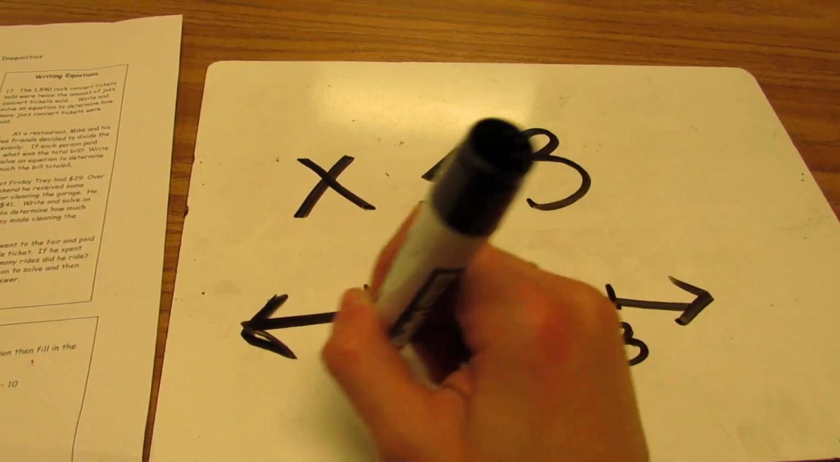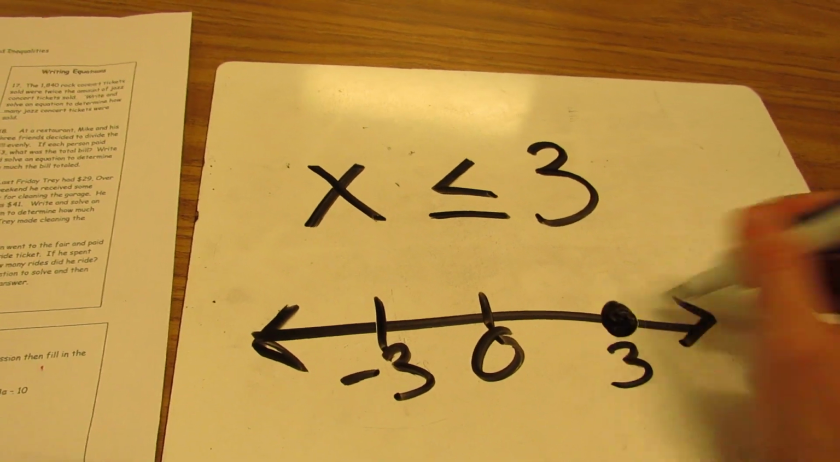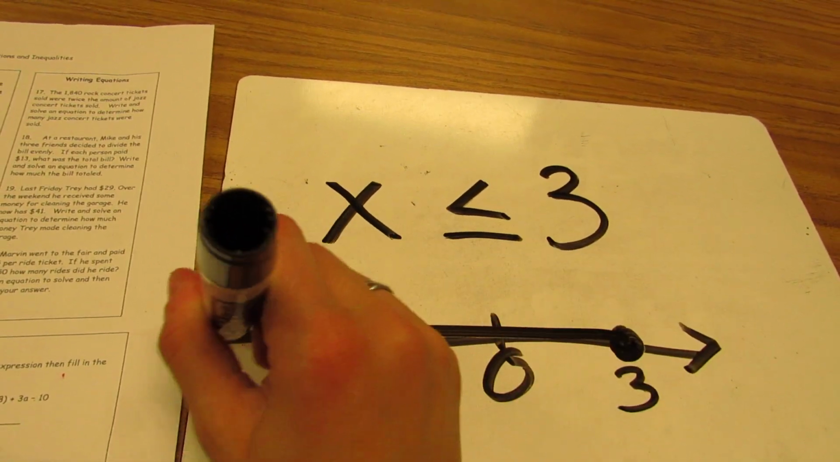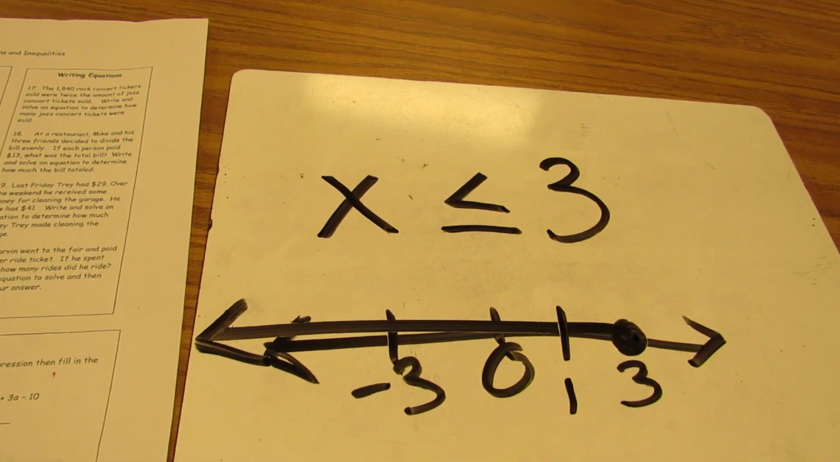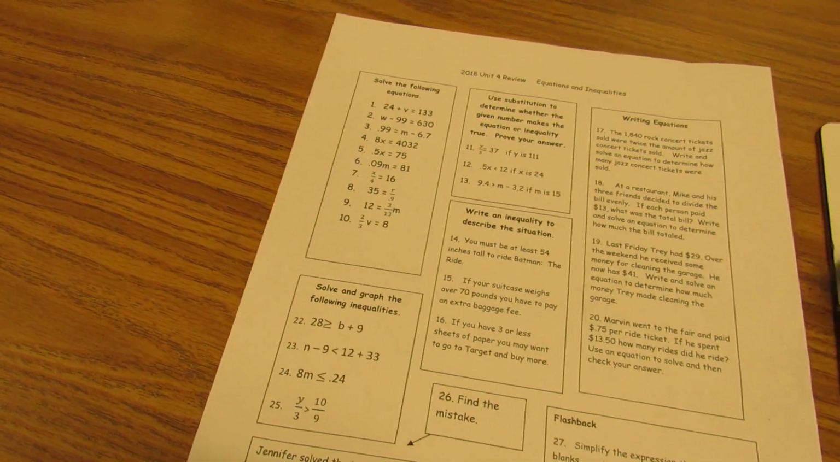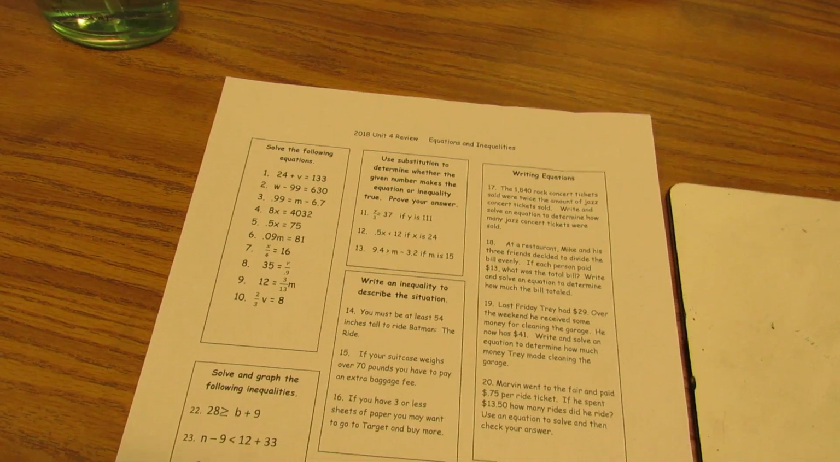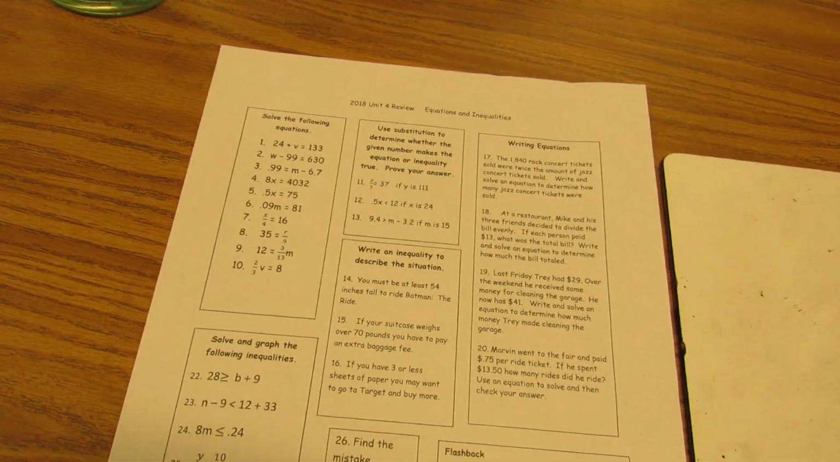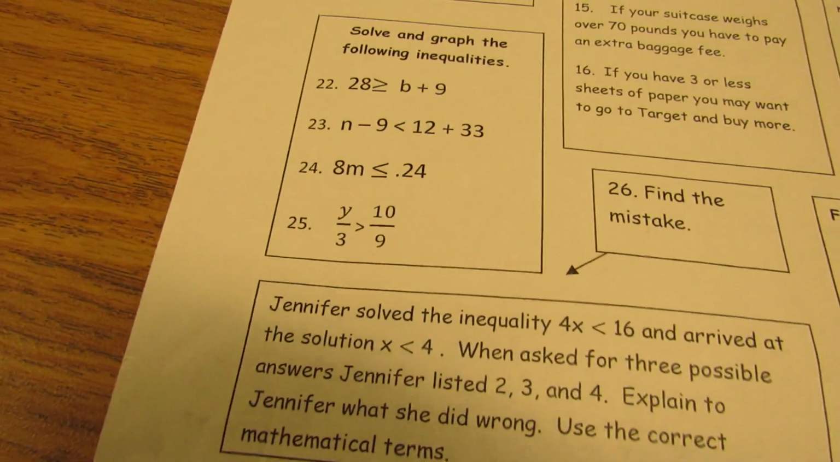just like this, like so. Closed circle at 3, and it's every number that is less than 3. Okay, so if I have 1 sheet of paper, I need to go to Target. Okay, all right, so let's go to number 17. So number 17 is continued with writing equations. I think you guys were pretty good on that. Same with 18, 19, and 20. So I'm going to skip to number 22 and just do more practice with inequalities.